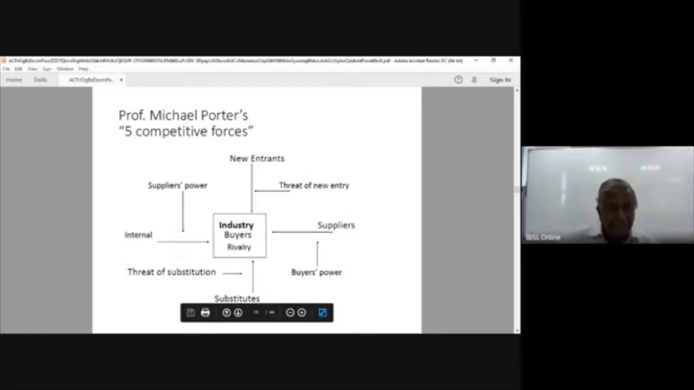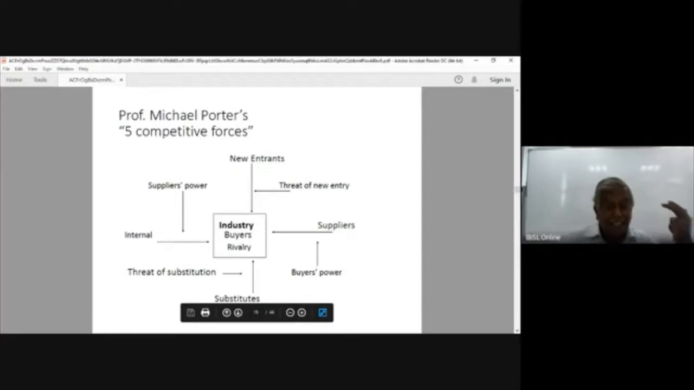Then on the other side, buyers' power. Buyers are the people who buy products from the industry. Buyers' power is another force. If the buyers are more, they can sell to any number of buyers, so competition will be low. If the buyers are few, these companies have to try to sell their product only to those few people. So few buyers will demand. Competition will increase.